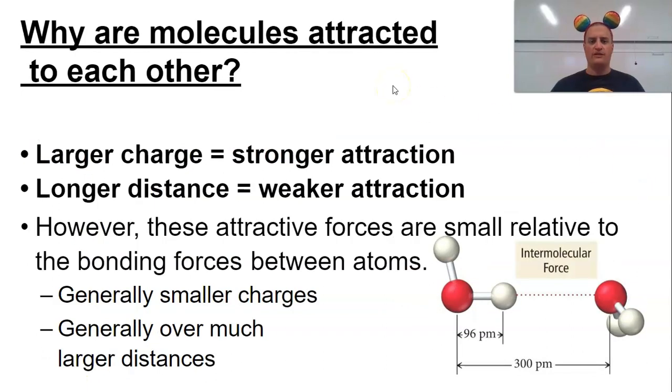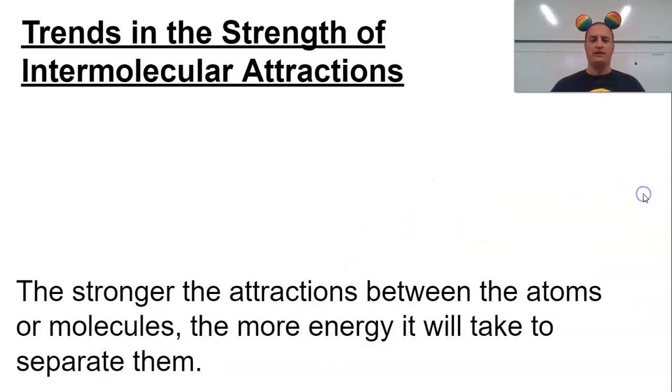So why are they attracted to each other? Well, larger charge, stronger attraction; longer distance, weaker. And of course, the opposite of those are true. However, when we're comparing bond energy and intermolecular force, intermolecular forces are always going to be much weaker than bonds. Because again, it's much larger distances, generally smaller charges, because even when you have something that's polar like water, these are partial charges, meaning less than 1. So these are going to be much less attracted to each other.